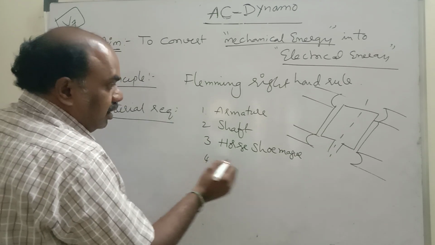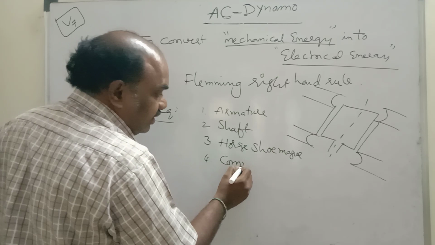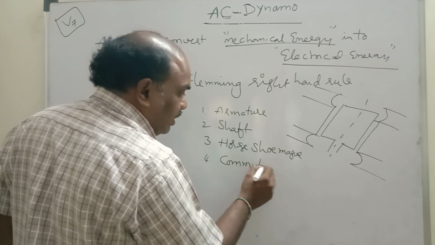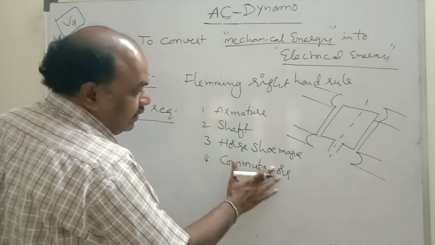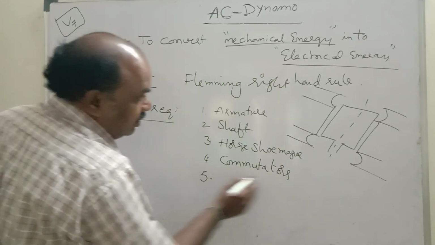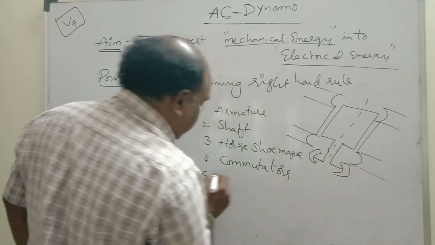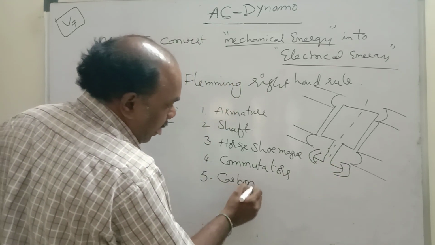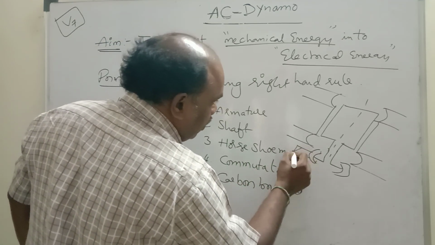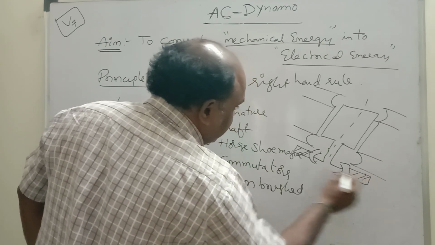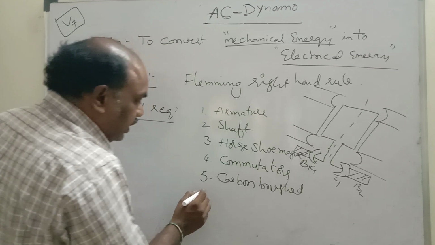Next, in the electric motor we use commutators. Here also we use commutators. You can call them half metal rings also. These are commutators. Next, carbon brushes. These two are called carbon brushes, B1 and B2. This is C1 and C2.